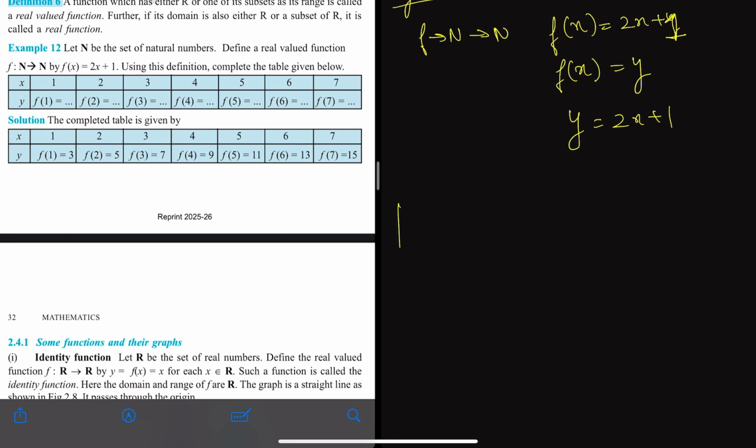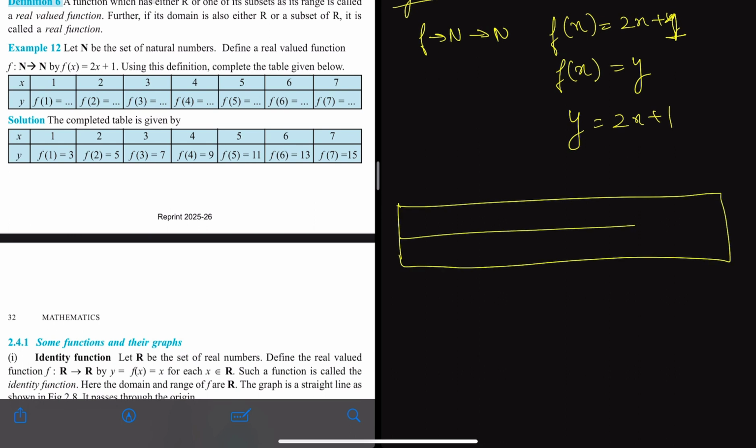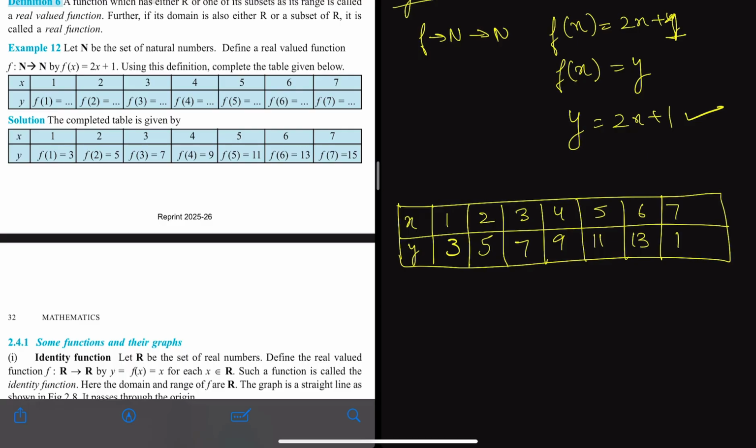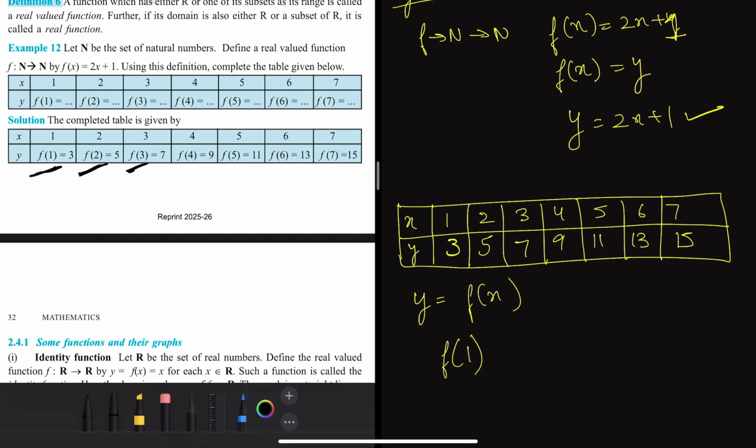It's pretty easy, right? So I'll just draw this table. We are given here x and y. The value of x given to us is 1, 2, 3, 4, 5, 6 and 7, and we'll just fill the value of x in this equation to get the value of y. So if x is 1, y will be 3. If x is 2, y will be 5, and so on. So y is nothing but f of x. When x is equal to 1, the function can be written as f of 1, just like they have written f of 2, f of 3 and so on.